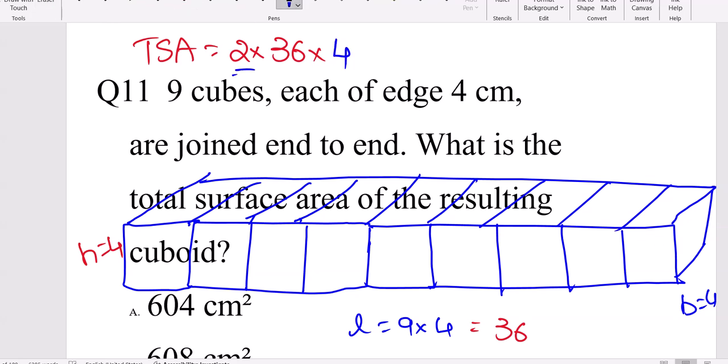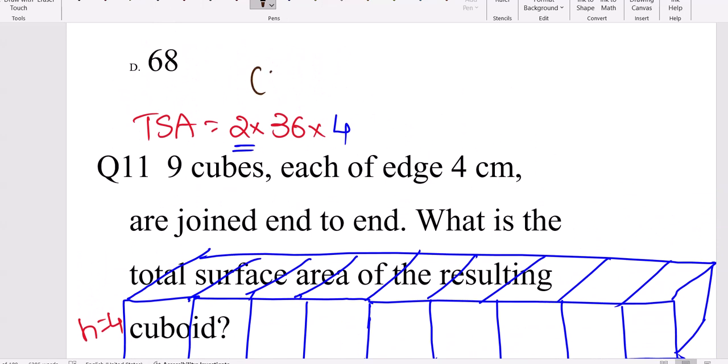You understand why it is 2. Front side area and back side area are both the same for a cuboid. So why that 36? I hope you understand. Like if you want, you can write it in brackets. This is okay. F and B means front and back. F comma B, front and back.